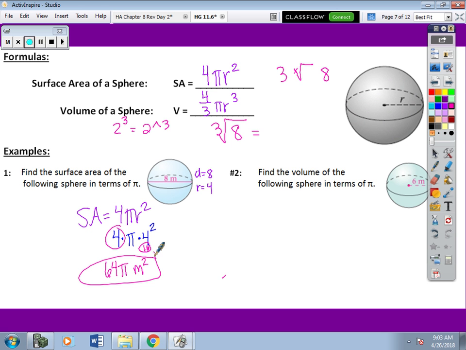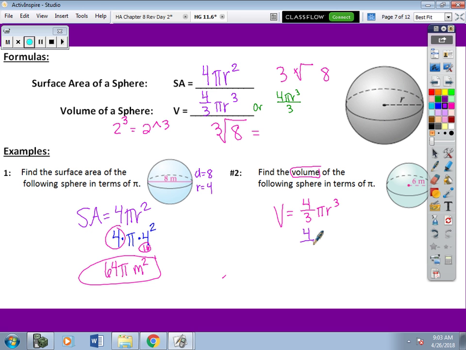Next one asks us to find the volume. So we'll use the volume formula. While I'm here, another way you could write this formula if you don't like the one fraction in front, you can write 4 pi r cubed all divided by 3. So if you prefer to do it like that, you're welcome to. On the formula sheet, it's going to look like this, but these are the same thing.